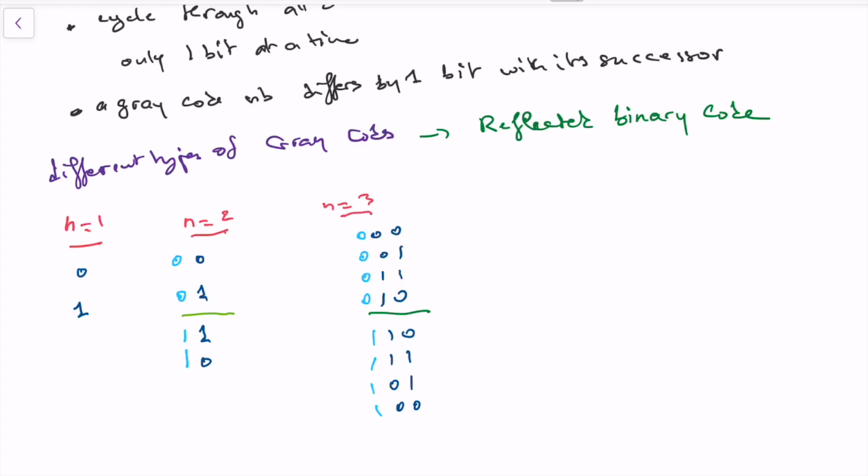And we do the same thing every time. When we go to n equal to 4, we take all the binary representations of n equal to 3, and then do this reflection or reversing thing. In the top part we put zeros, and in the second part we put ones in front, right?